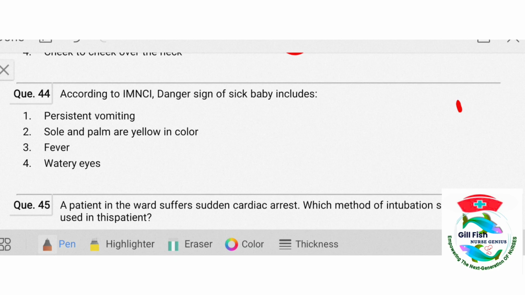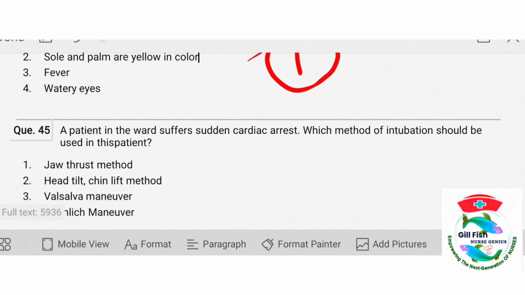What could be the correct answer? The baby is a sick baby. So in IMNCI, if the baby has persistent vomiting, that is a danger sign. The correct option is option 1. Okay, move on to the 45th question.